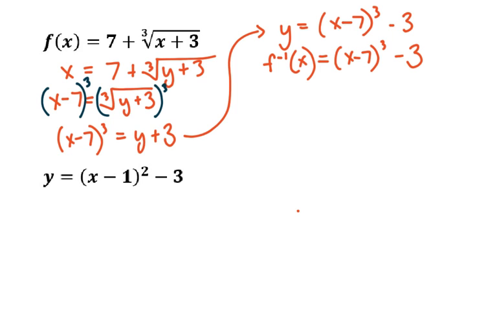We're going to do the same thing now for the second function. First step is the same. We want to switch our x and our y values. And to find the inverse, we want to solve for y. Same first step here, we want to isolate that value that we are squaring. So to do so, we are going to add 3 to both sides, giving us x plus 3 equals y minus 1 squared.